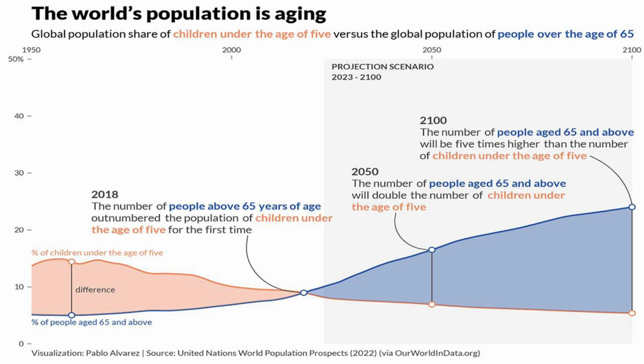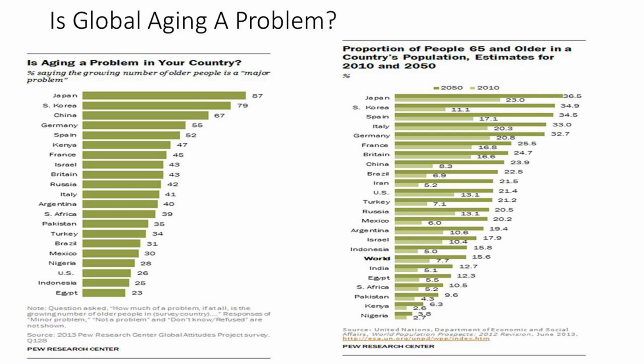It's not just the US, it's across the developed countries. 2050, the number of people 65 and above is going to double the number under the age of 5. And then we're somewhere down here in the middle where we're starting that progression towards aging. Is global aging a problem? Yes. Now, you see Japan with the adult diapers up at the top. And you see on the left, the US down there, and you see the US kind of in the middle on the right-hand side. So we're not as old as Japan, South Korea, China, Germany, some of these other countries, but we're right there in the mix.